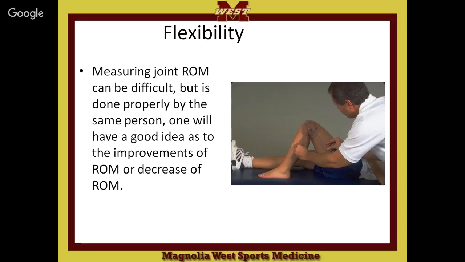Because if I'm measuring it, and she's at 110 degrees, it's 110 degrees. But if somebody else has got this on an anatomical spot that they normally use, and it says it's 100 degrees, we're going to go, oh my gosh, what's wrong with her? She's lost 10 degrees, but actually she hasn't. It was a variable that can be wiped out by having the same person work with the same athlete. So if it's done by the same person, you'll have a good idea as to improvements or decreases of your range of motion.